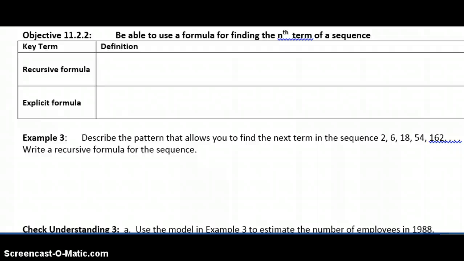That concludes Chapter 11, Section 1, an introduction to sequences. You may now begin working on your assignment for this section.